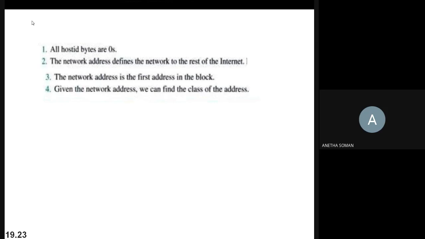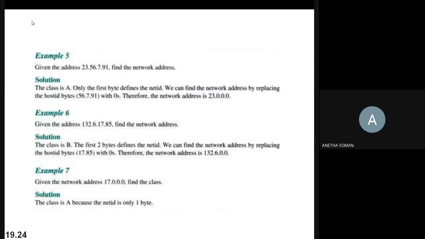Now, if you have the network address, you can find the class of the address, and vice versa. If you are having some address, you can find the network address. Now, how is this done? 3 examples are being shown. The first example is 23.56.7.91. That is the address, and you want to identify the network address. Now, how will we be identifying? First, you have to identify to which class it belongs. Here, the first byte you have to consider. It is 23. Now, who will tell which class it belongs to? 23 means which class?